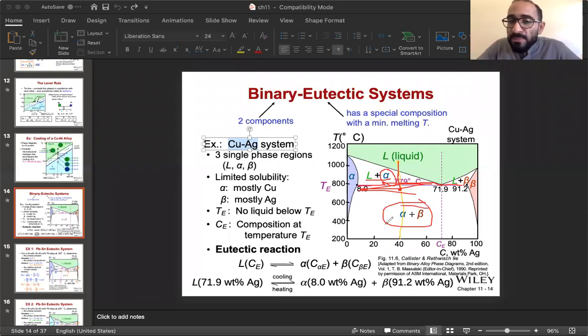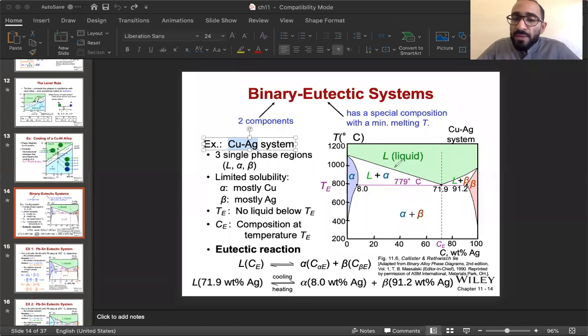That means the alpha here in the alpha plus beta, this alpha, it's two types of alpha, right? There is the primary alpha, and there is the alpha that's formed after you pass this eutectic temperature. Again, below the eutectic temperature, called TE, all the remaining liquid, any liquid that you have, is going to transform to alpha plus beta.